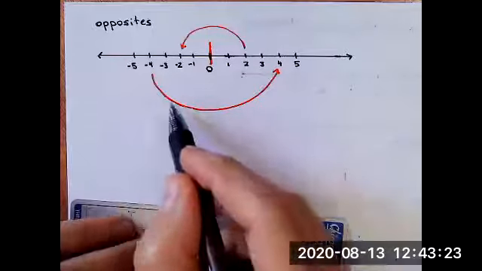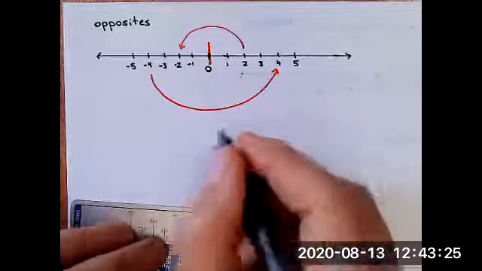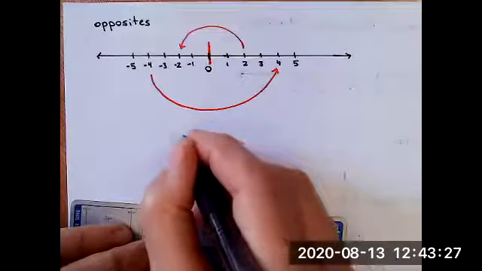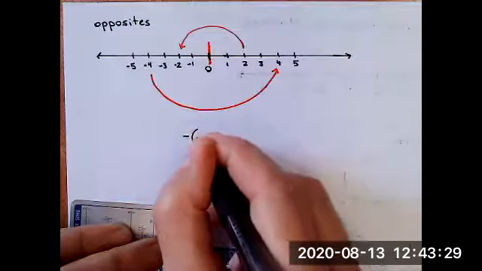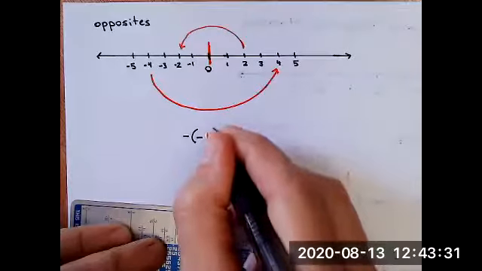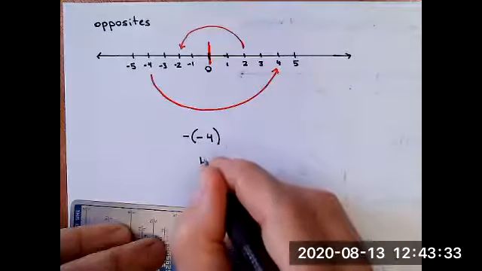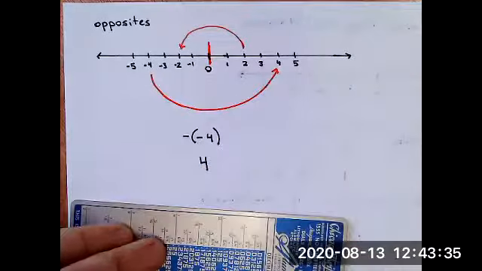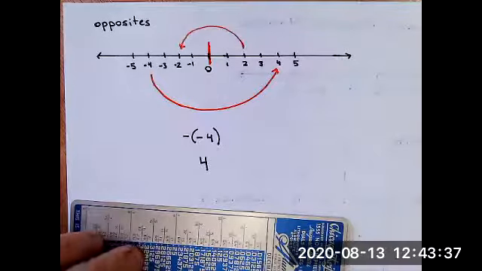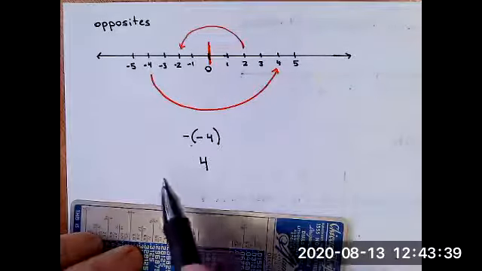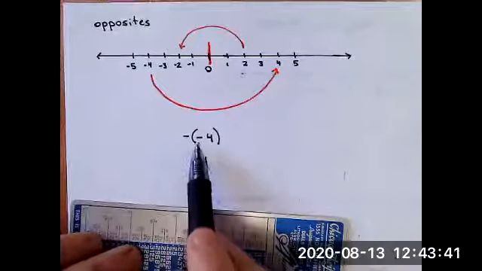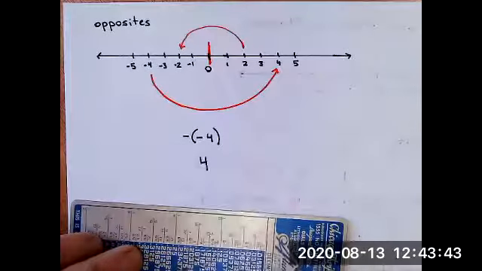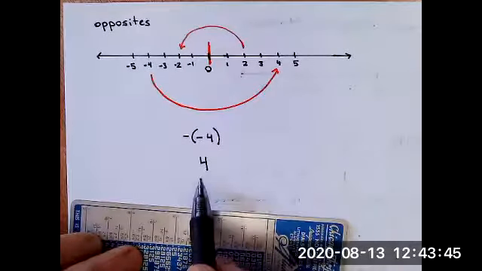How do we write this with math symbols? That would be the opposite of the opposite of 4 is 4. That's like saying, I don't not like cheese. That means you do like cheese.